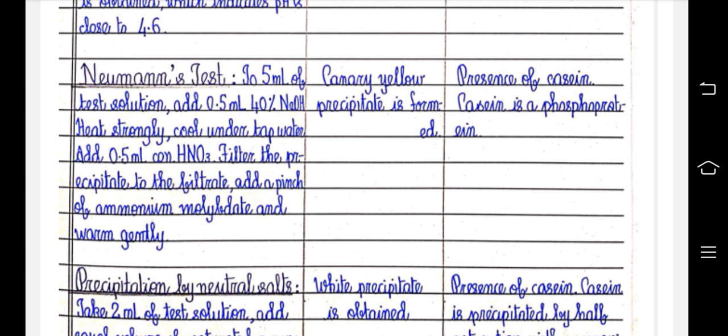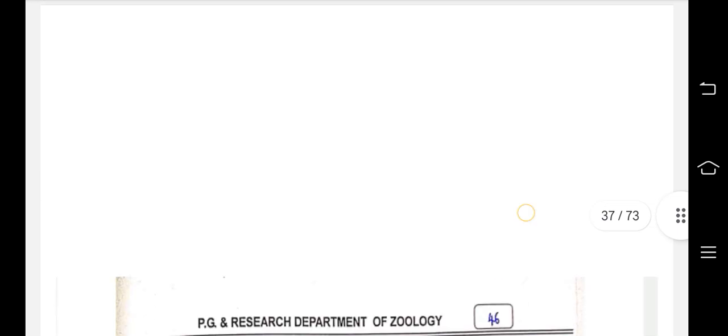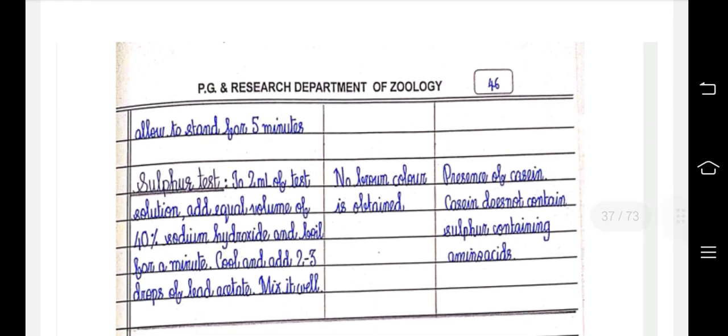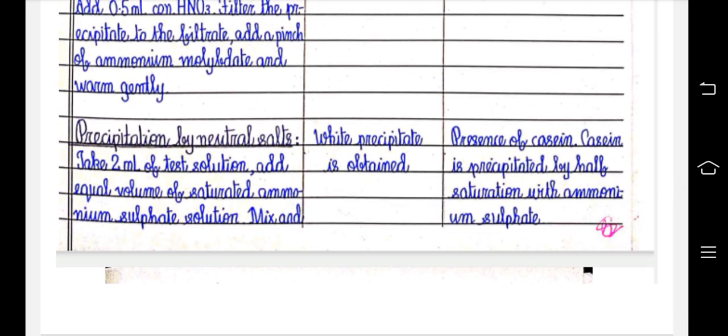And precipitation by neutral salts. Take 2 ml of test solution, add equal volume of saturated ammonium sulfate solution, mix and allow to stand for 5 minutes. White precipitate is obtained. Presence of casein. Casein is precipitated by half saturation with ammonium sulfate.